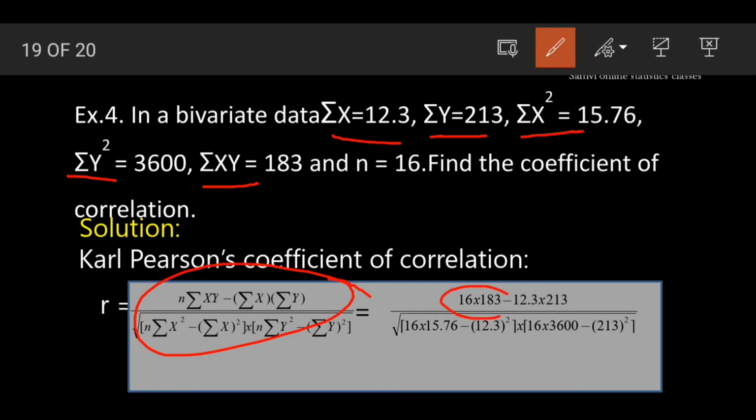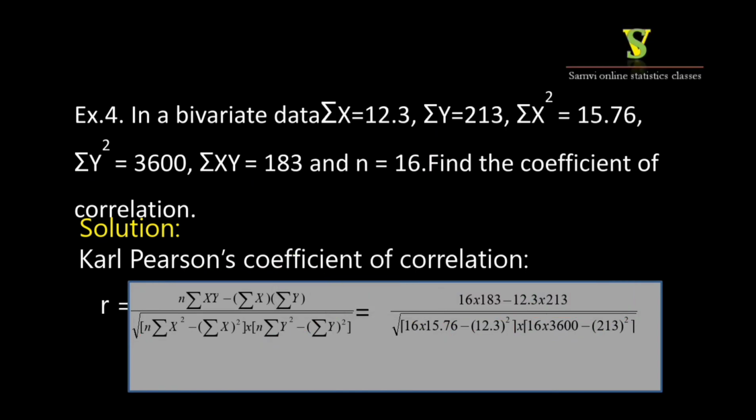First you have to multiply 16 into 183, and also multiply 12.3 into 213. Similarly, in the denominator you have to multiply 16 into 15.76, and do 12.3 square, and here 16 into 3600 will be multiplied and 213 square will be made, and then write the value here. If you simplify, then we'll get the result like this.